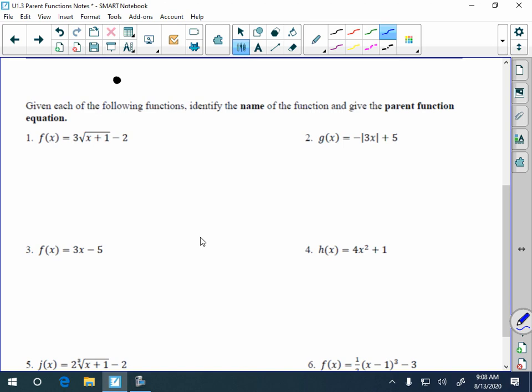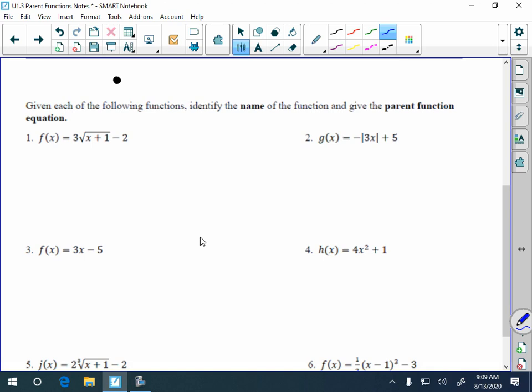All right, so let's keep going. All right, so given each of the following functions, identify the name of the function, and then we're going to give the parent function equation. So the parent function equation is the most basic function, which is one of the functions from the top.